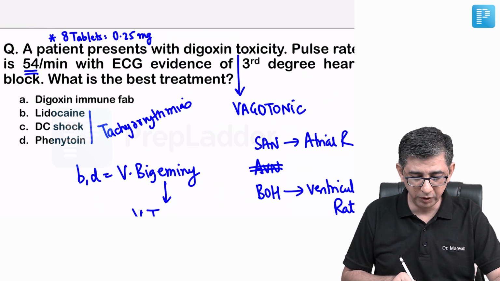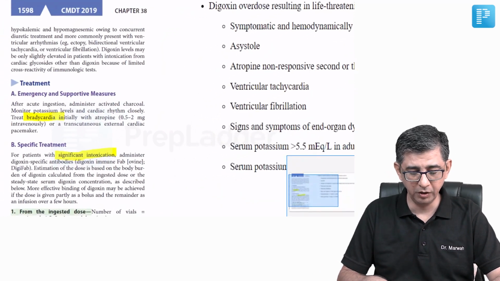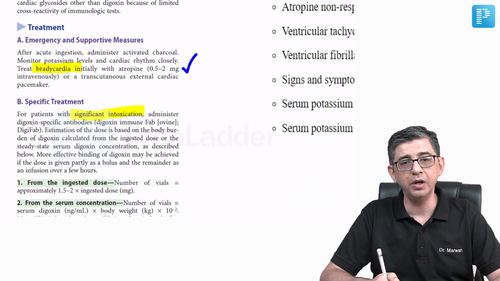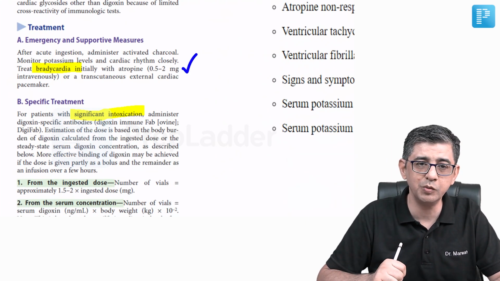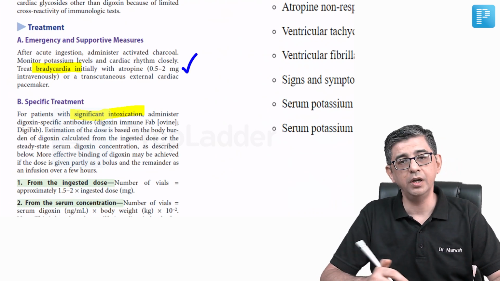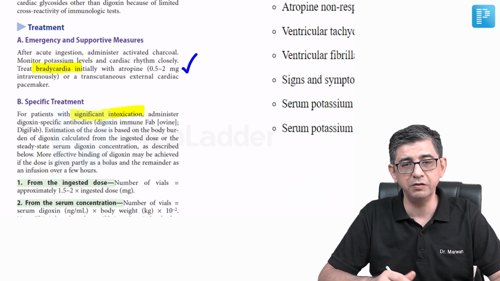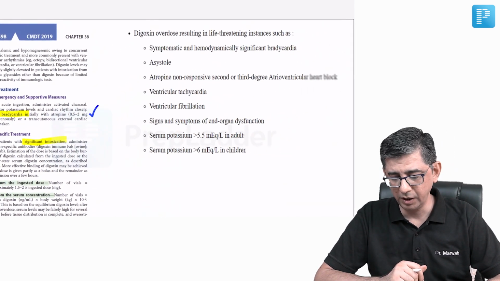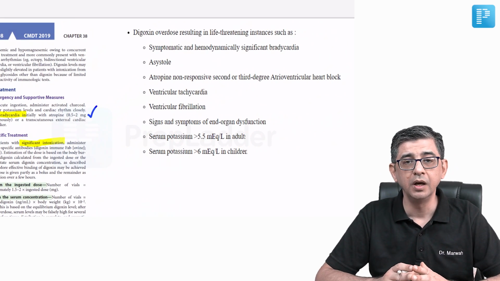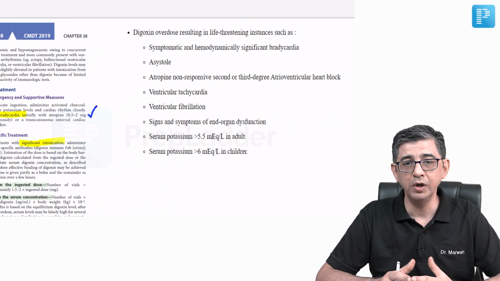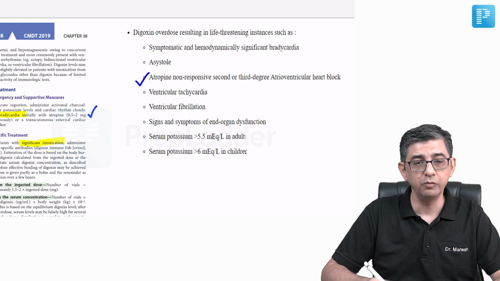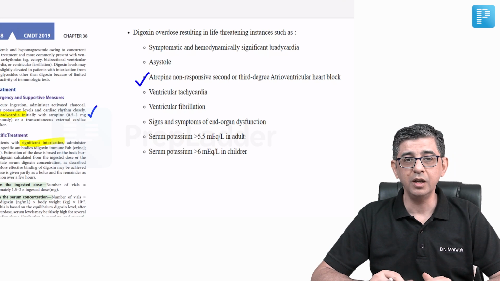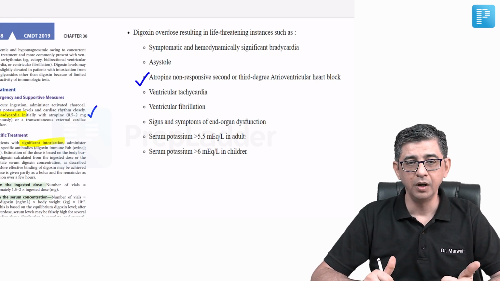But my point is, with digoxin toxicity and the vagotonic effect, there could be severe bradycardia. And for this person, initially we shall be using atropine and TCP, that is transcutaneous pacing. If it doesn't work, then subsequently we will have to go for digoxin specific antibodies, which we commercially know as DigiBind. Otherwise, another table says digoxin toxicity, life-threatening instances, you will have to use DigiBind when digoxin toxicity is causing bradycardia that is non-responsive to atropine.